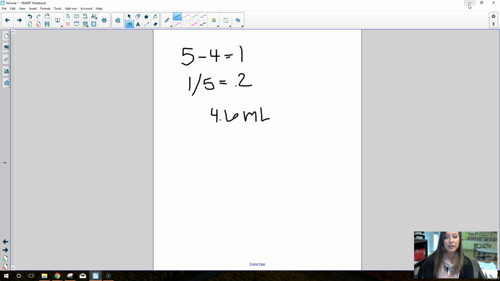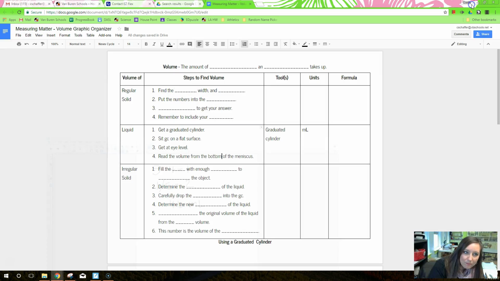And if you go over, then you can just take your pipette and angle it. You would squeeze and take out the amount that you don't need. Okay, so there are two different ways that we're using our graduated cylinders to get this volume. For your notes, you're not going to have a formula here, so you can just cross that out. And that is how you find the volume of a liquid.